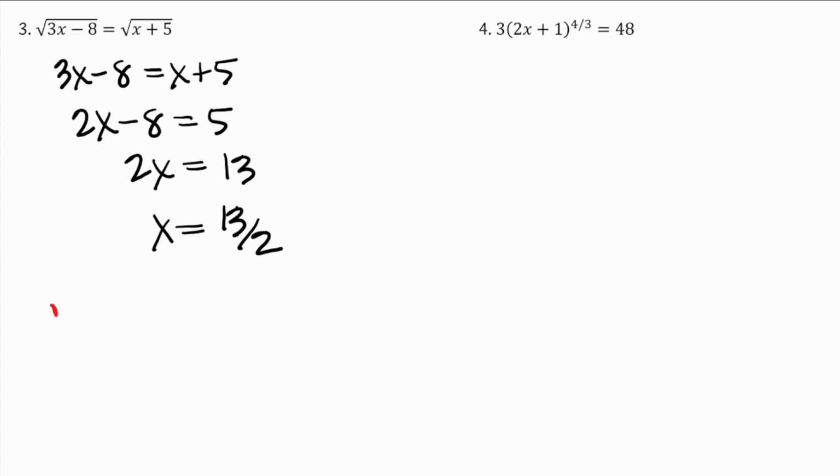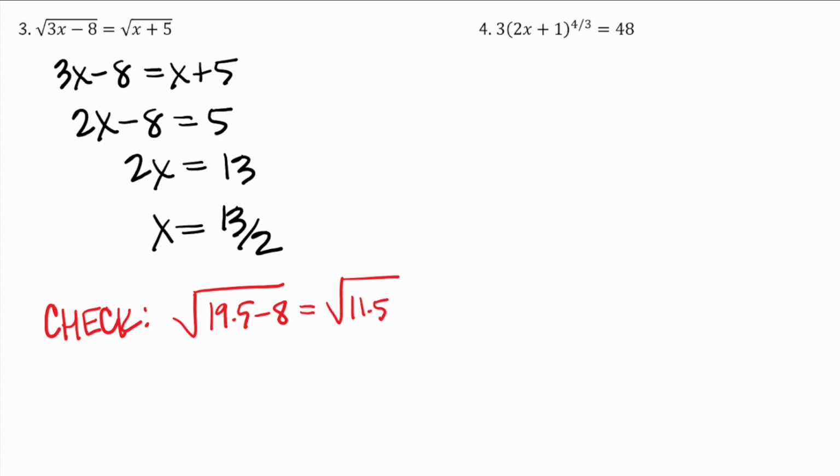I'm going to check this because I squared both sides. So 13 halves times 3 is going to be 39 halves. So I might just go ahead and say, okay, that's going to be 19.5. And I go into the decimal realm. Minus 8. Is that going to equal the square root of 13 halves is 6.5 plus 5 is 11.5? I like that. Okay, yes, that's true. Okay, so I have a valid solution.